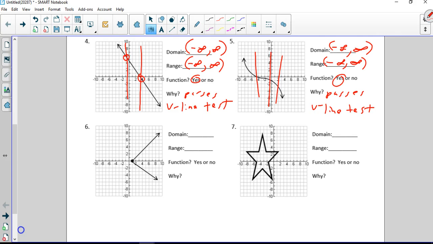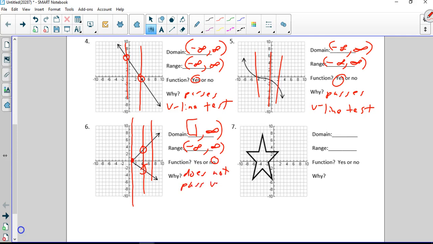Number 6, the domain. Now, it actually has a left edge. So how far left does it go? 1. And since it's a solid dot, we use a bracket. If it was an open dot, we'd use a parentheses. That's how far left. How far right? Forever. How low does it go? Well, it's going forever down and forever up. And the answer is no, because it does not pass the line test.